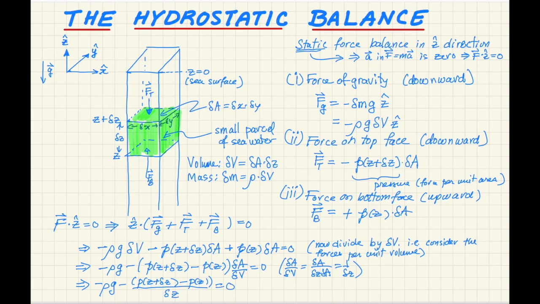And the second term is a derivative. So if we take the limit as delta z goes to 0, we get the partial derivative with respect to z. And that is the hydrostatic equation.